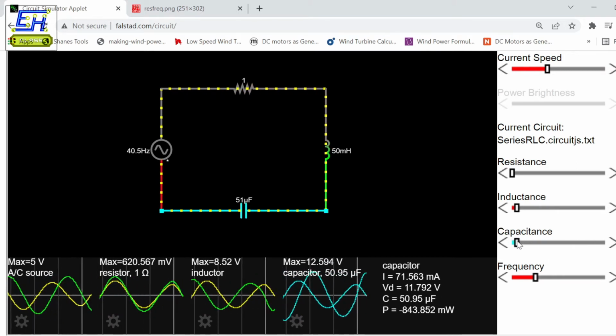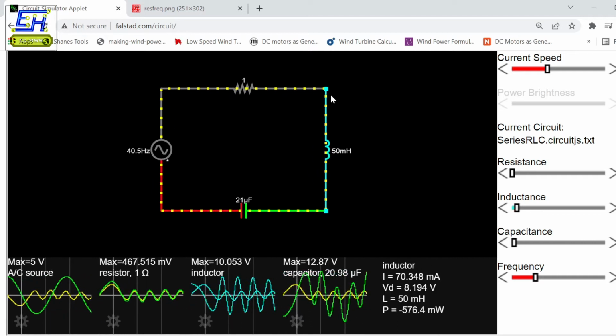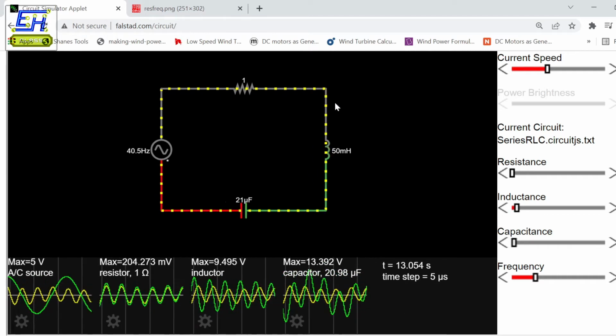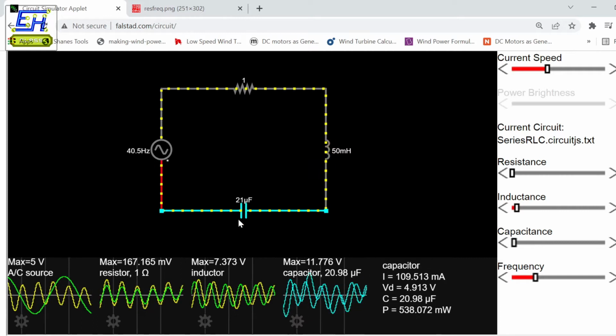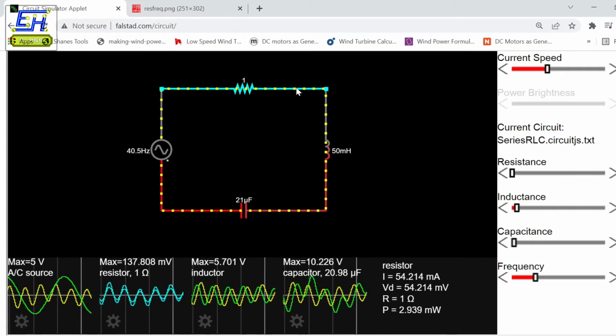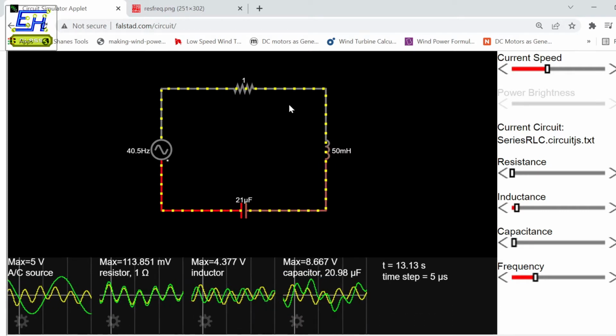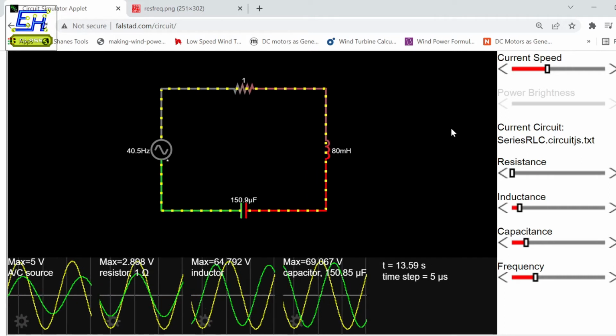As you can see, I have decreased the value, and you can see now the electrons are very much restricted, because a very small capacitance value is there. So a very small charging or discharging current will flow.